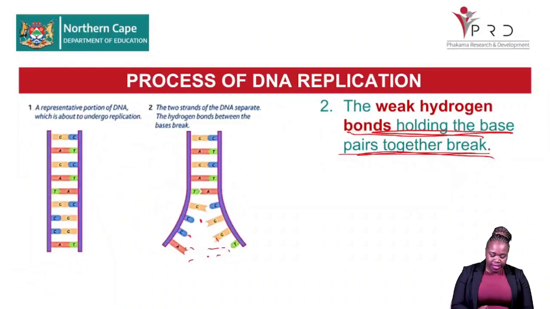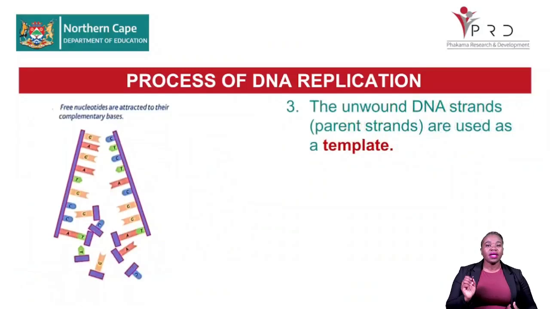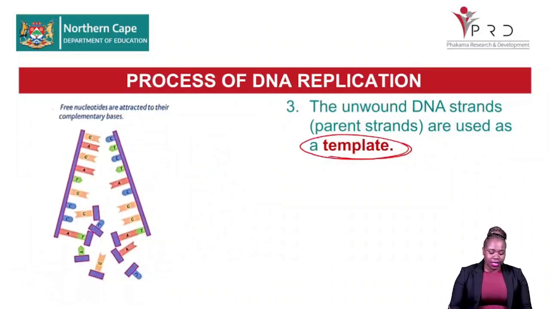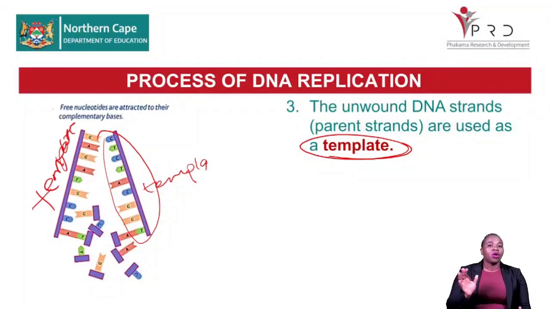As the weak hydrogen bonds are breaking, the two strands are going to separate. This DNA molecule is going to unzip. As it unzips, the two strands are going to separate. Now, when the two strands have separated, each of these strands is going to be used as a template. So each strand serves as a template. This strand is going to serve as a template, and this strand is also going to serve as a template.